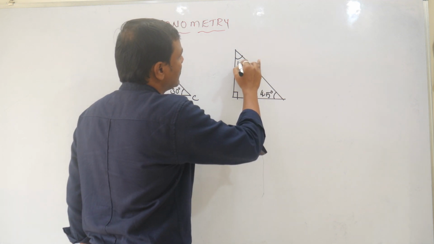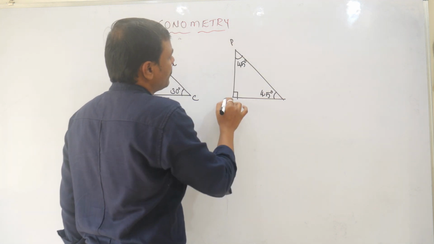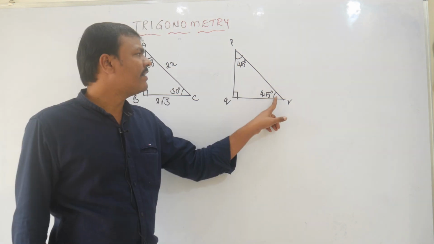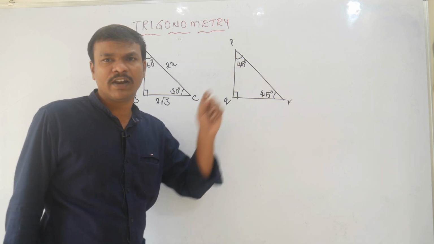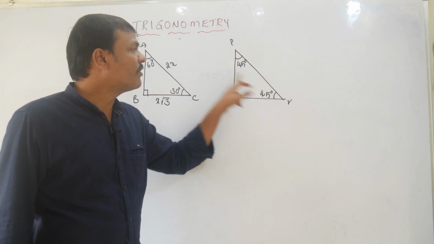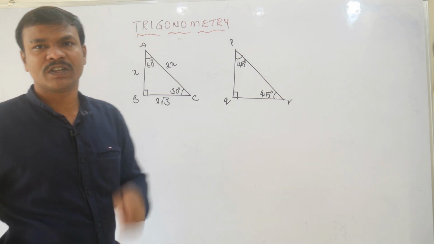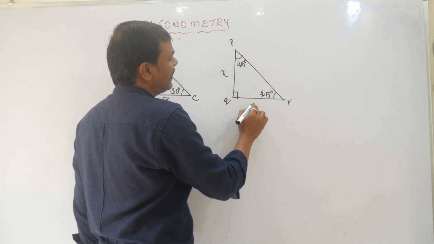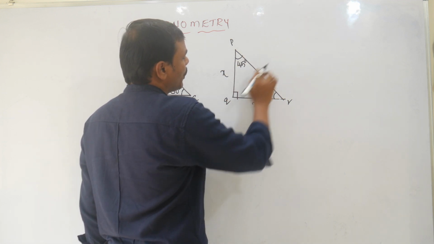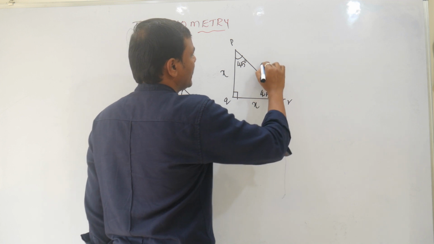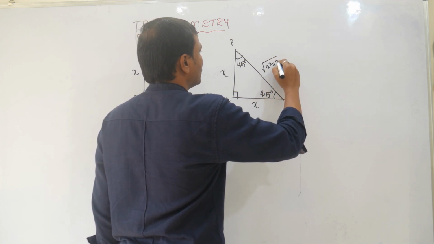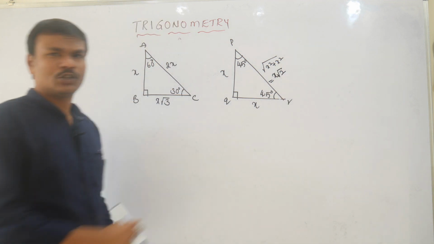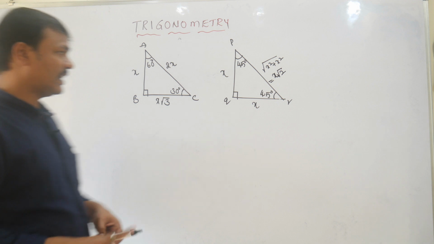with 45 degrees and 45 degrees. Let's take PQR, for example. When we have equal angles, the sides opposite to the equal angles are also the same. If the side opposite one 45 degree angle is x, then the side opposite the other 45 degree angle is also x. Then the side opposite to the right angle is the square root of x square plus x square, according to the Pythagoras theorem. So what is the hypotenuse? x root 2.